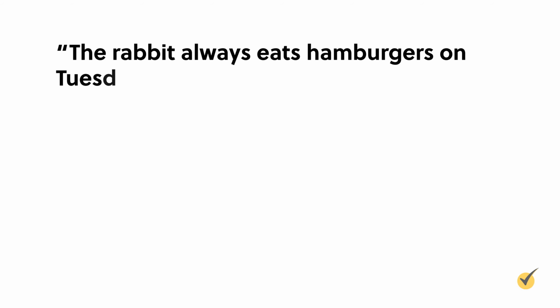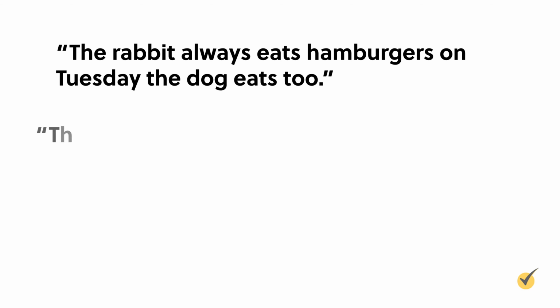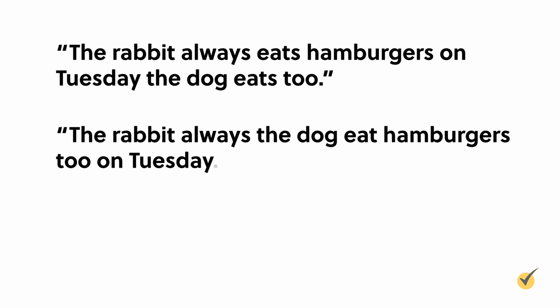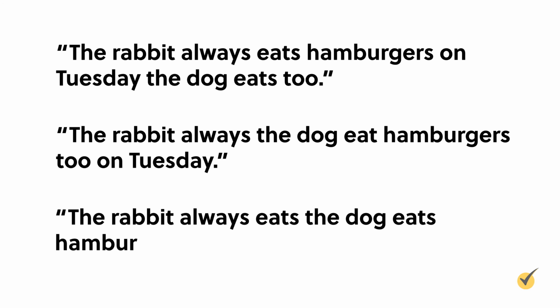Identifying run-on sentences can work similarly to identifying fragments, but instead of missing information, a run-on sentence will provide too many options for a given question. Let's try combining two clauses together about a rabbit and a dog that eat hamburgers. The rabbit always eats hamburgers on Tuesday, the dog eats too. The rabbit always, the dog eats hamburgers too on Tuesday. The rabbit always eats, the dog eats hamburgers on Tuesday too.